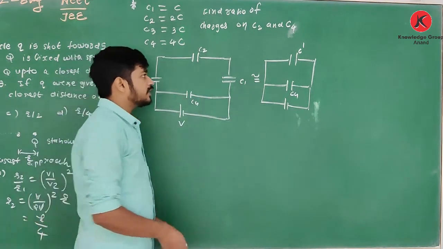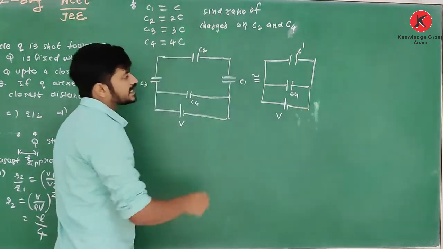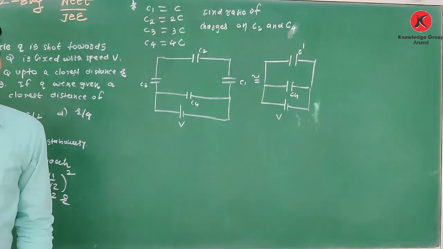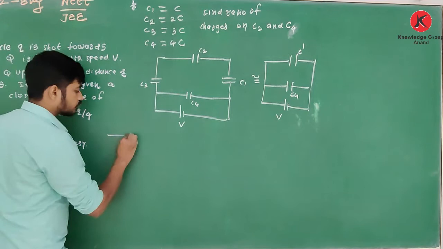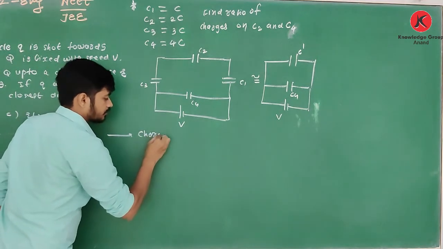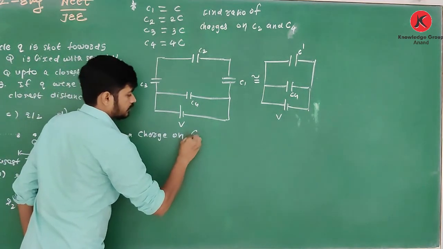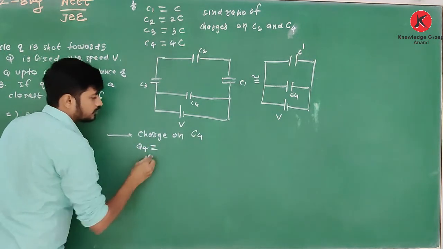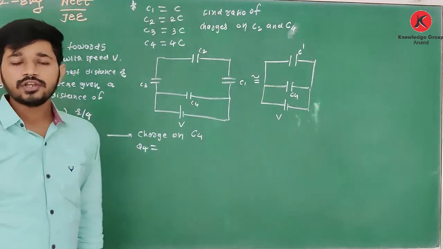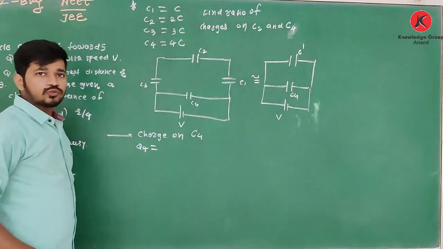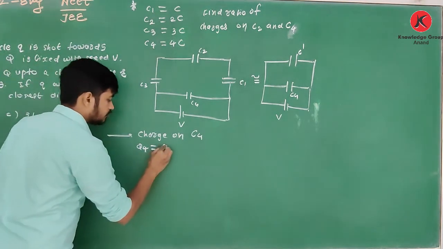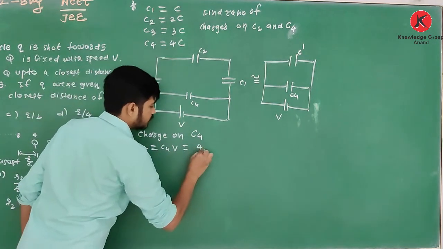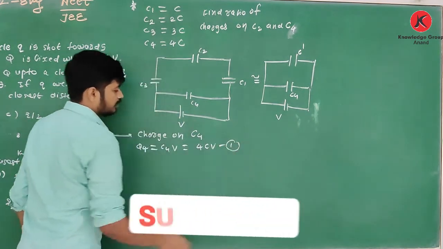So see, with this battery, this C4 and C dash are in parallel connection, and in parallel connection the potential difference remains the same. So the charge on C4, that is Q4, is equal to, what is the equation of charge? C is equal to Q upon V, so Q is equal to CV. It is C4 into V. What is the value of C4? It is 4CV. That is equation number 1.